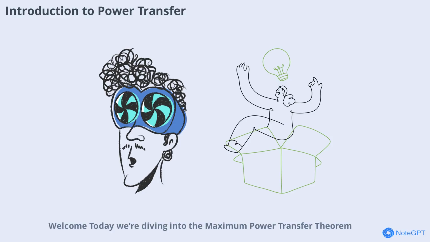Today we're diving into the maximum power transfer theorem, a fundamental concept in electrical engineering. This theorem helps us understand how to get the most power from a source to a load, which is crucial in designing efficient circuits. Whether you're working with audio systems, communication devices, or power supplies, maximizing power transfer can make a significant difference. Throughout this video, we'll break down the theorem, explore its applications, and see how it shapes real-world circuit design. Let's begin our journey by understanding what power transfer really means in the context of electrical circuits.